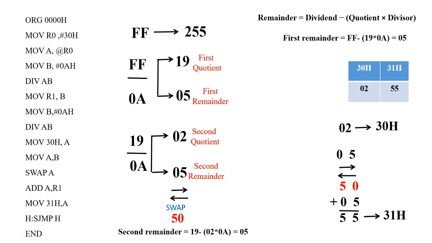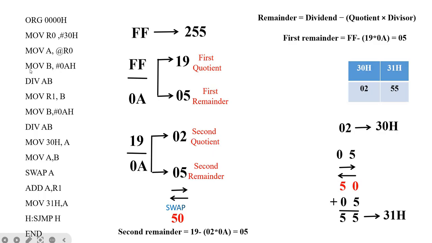Now the accumulator is having the dividend, and we need to look for the divisor. So the divisor must be moved into the B register, according to the requirement of the division instruction. Already the dividend is in the accumulator, that is FF. Now in the B register, you need to have the divisor, that is 0A.